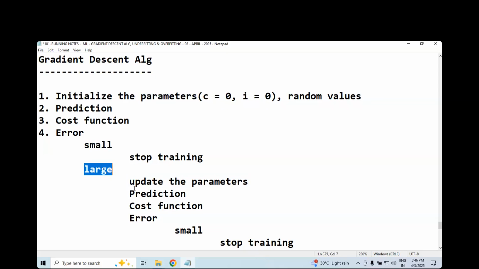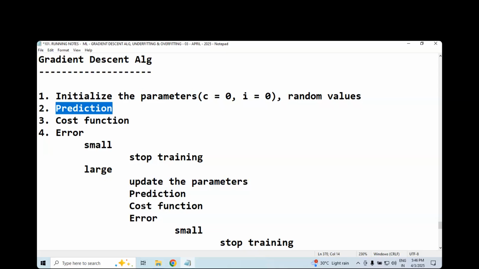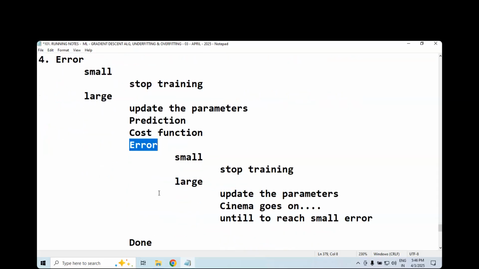Once it is a large error, it never leaves it. It will not just leave the training; it will update the parameters. Then again the same process: prediction, cost function, error. Did you understand or not? Again the checking: is the error small or large? If small, stop the training. If large, update the parameters. It keeps going on like this.